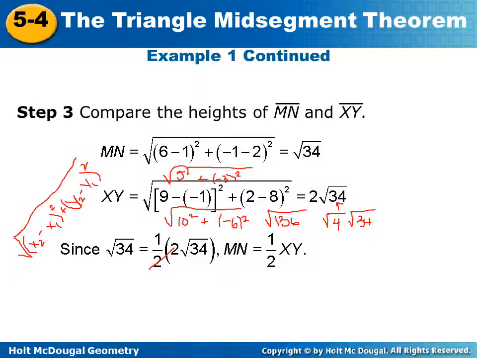Since the square root of 34 is equal to 1/2 of 2 times the square root of 34, MN is equal to 1/2 of XY. Make sure you know this proof because this is one of the proofs that's in your Common Core standards. So if you know this proof, it's very possible that it's going to come up on your end of year examination.